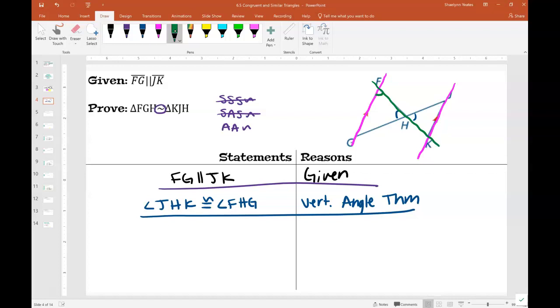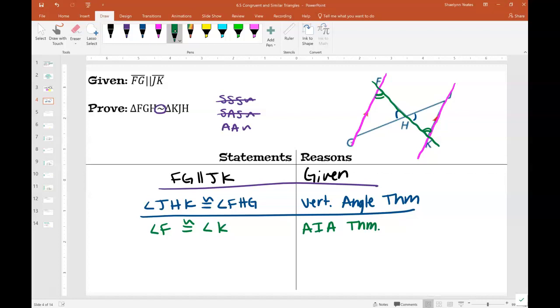And I notice that this angle and this angle are alternate interior angles. So I know that angle F and angle K are going to be congruent because of alternate interior angles. Now, is this the theorem or the converse? I want you to think about that to yourself for a second. This is the theorem because we're proving angles are congruent. We're not proving lines are parallel. So this is going to be the alternate interior angle theorem, not the converse.